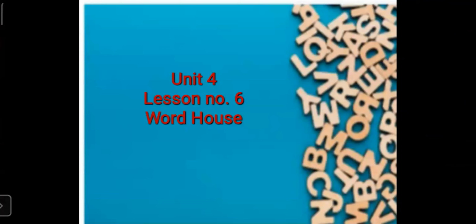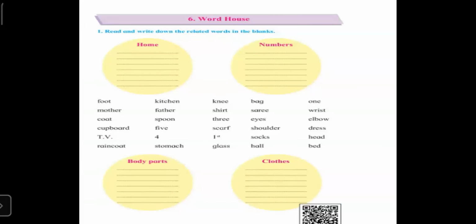Children, yesterday we have learned the lesson Word House. What have we learned in this lesson, children? In this lesson, we have learned the words related to home, numbers, body parts, and clothes. Let's do a small revision of this lesson before we move further.